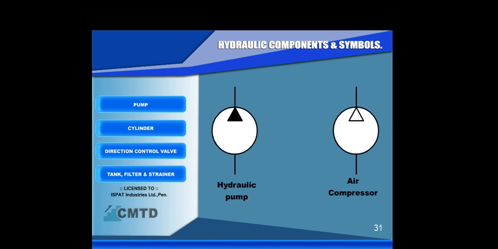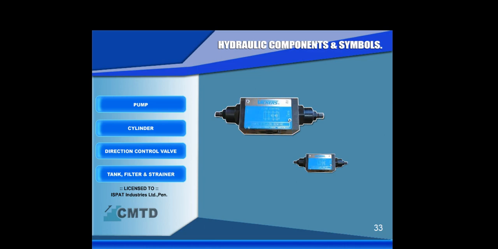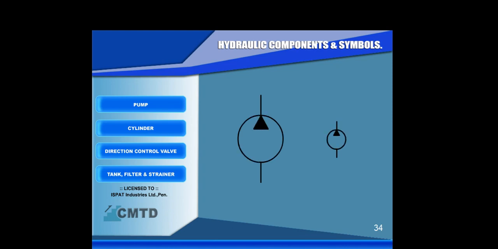See the difference between the symbol of hydraulic pump and air compressor. A black triangle indicates hydraulics, and a not filled triangle indicates pneumatics or compressed air. Symbols do not have any relationship to the actual size of the component. However, sometimes for easy understanding, symbols of different sizes can be used. For example, bigger pump or smaller pump.